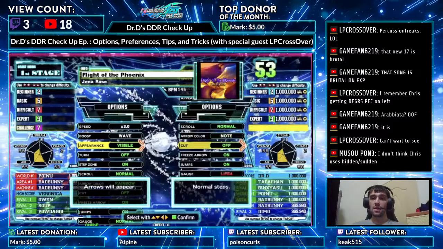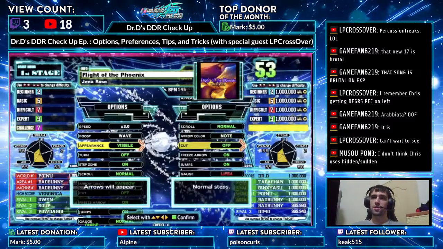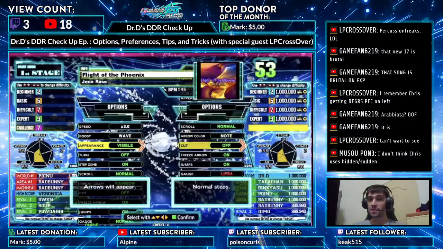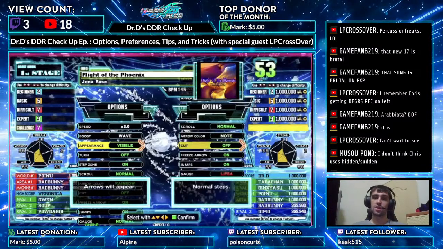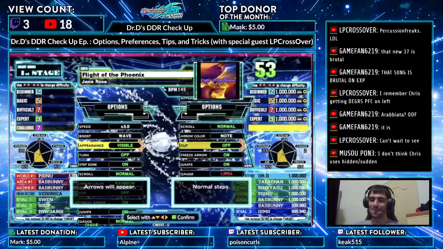Note is the default. So rainbow is considered like the default, but you'll notice most players use note. I was a rainbow or solo player for the longest time. I was pretty late to get over to the note train, mostly because DDR Supernova left a bad taste in my mouth.